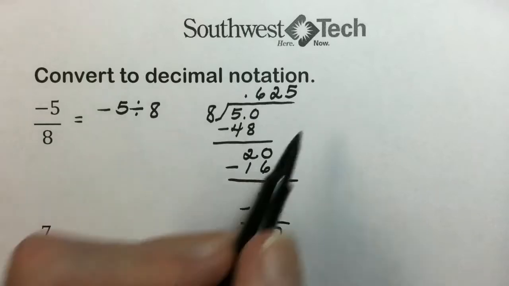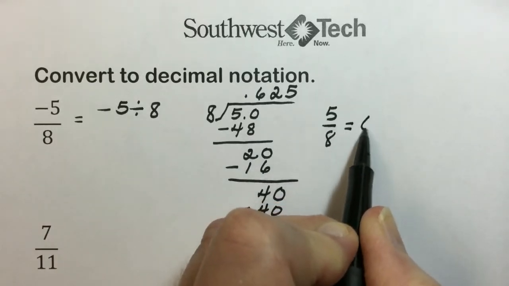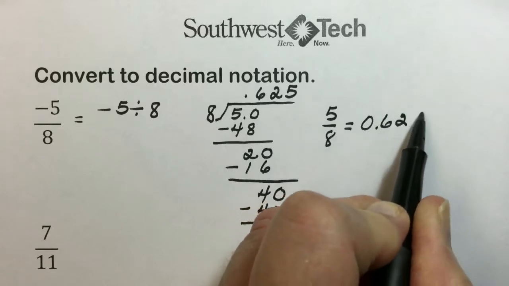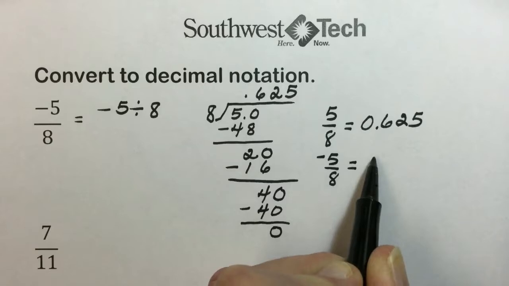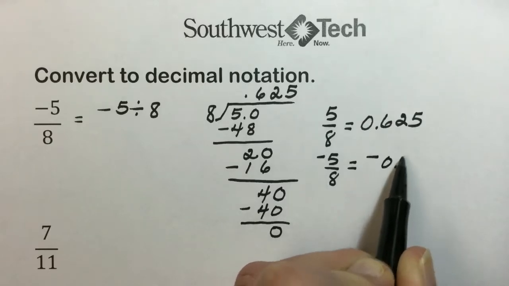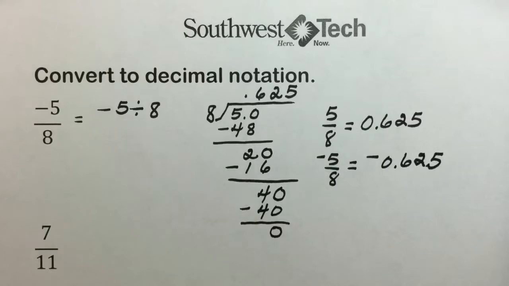So 5/8 is equivalent to 0.625. So -5/8 is equivalent to -0.625. This is an example of a rational number since the decimal equivalency terminates.